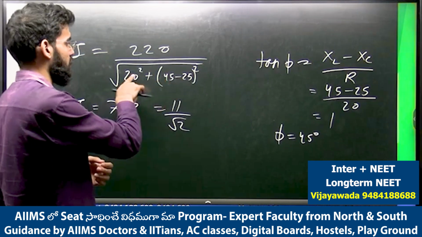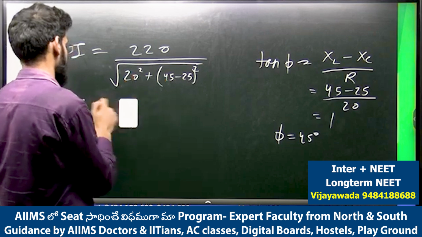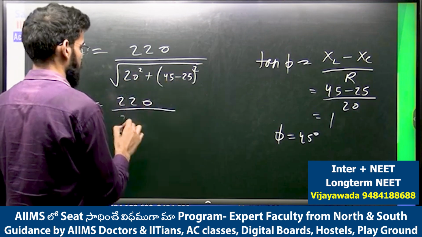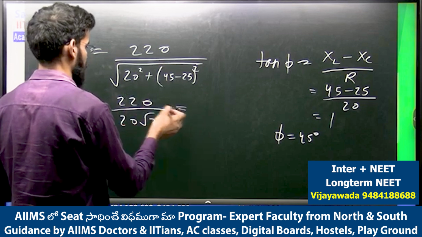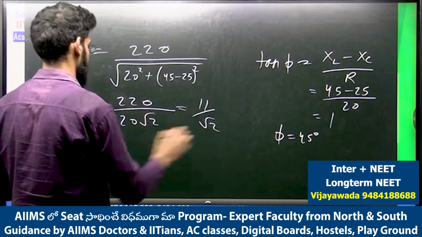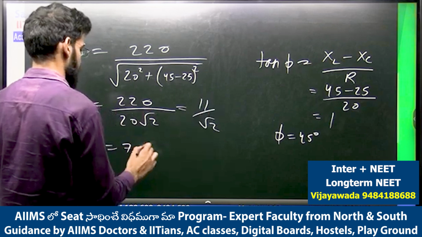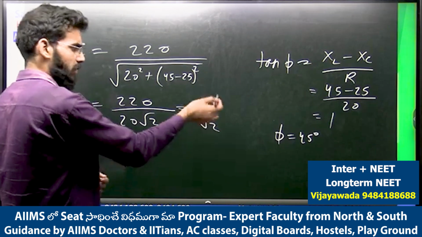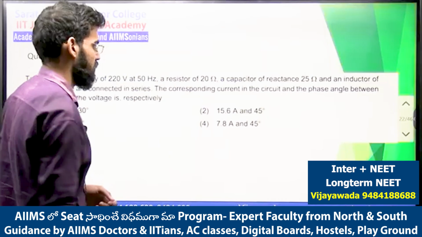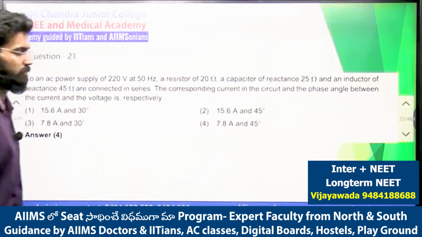Okay, this is 20 square, 20 square. Let me solve only. 220, this is 20 square, 20 square, so I can say 20 root 2. Okay, this came how much? 20 cancel out, 11 by root 2, right? Okay, this will come I by 7.8 only. Multiply by root 2, divide by root 2, you will get 7.8. Phase 45. Okay, 7.8, 45, this fourth option came.